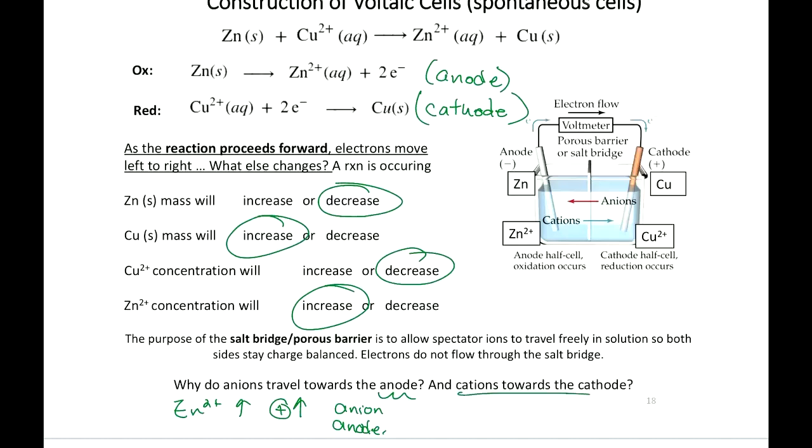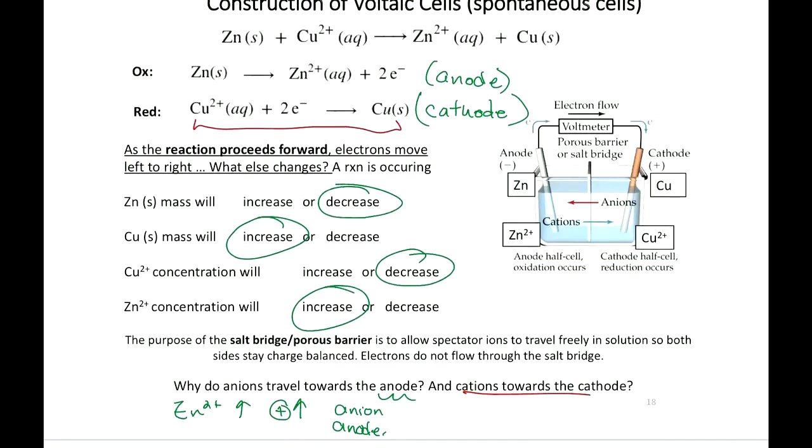Versus why do cations travel towards the cathode? Kind of for the same reason. If you look at the reduction reaction, which happens at the cathode, you can think, oh, copper 2+ concentration is decreasing. So you're losing positive charge. So that's why cations will go towards the cathode to basically replace all of that positive charge that you're losing on that side.